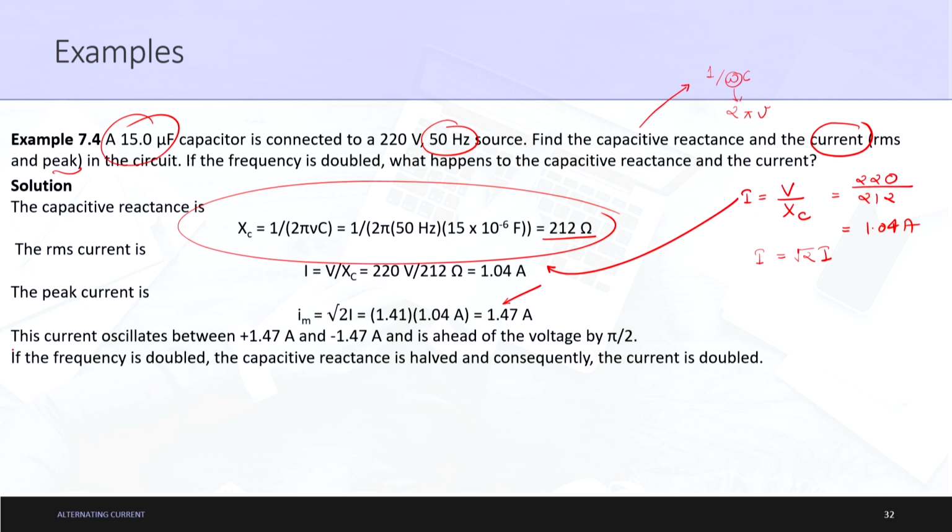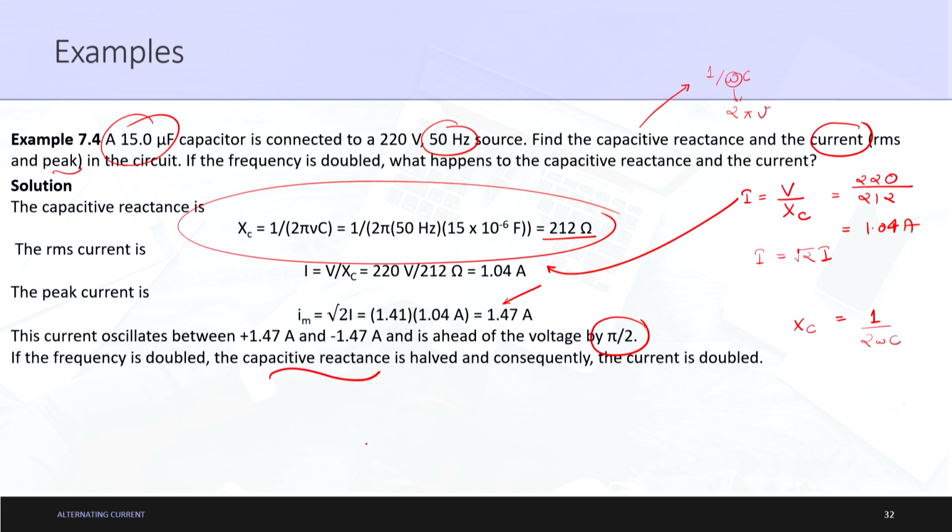Next thing is, this current oscillates between plus 1.47 amperes and minus 1.47 amperes, and is ahead of the voltage by pi by 2. Why is it ahead? Because it is a case of a capacitor. Next question is, if the frequency is doubled, what happens to the capacitive reactance and the current? If omega becomes 2 omega, XC becomes 1 upon 2 omega C, correct. That means the value of capacitive reactance is divided by 2.